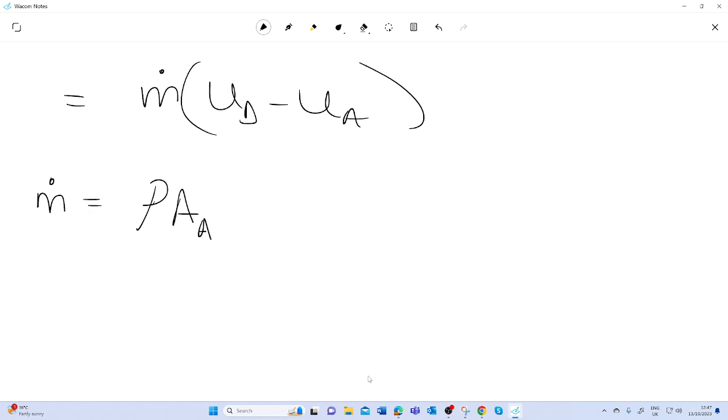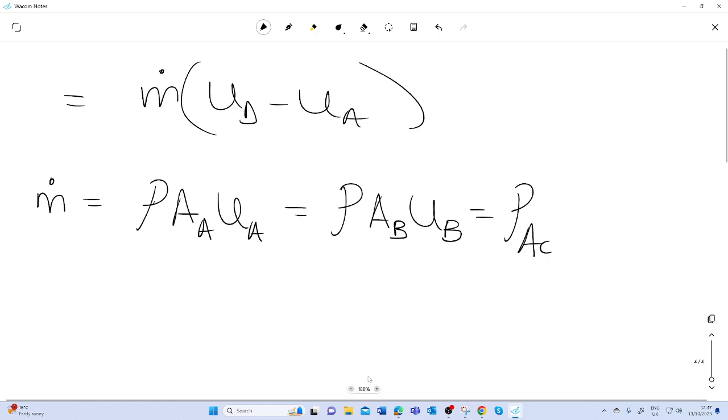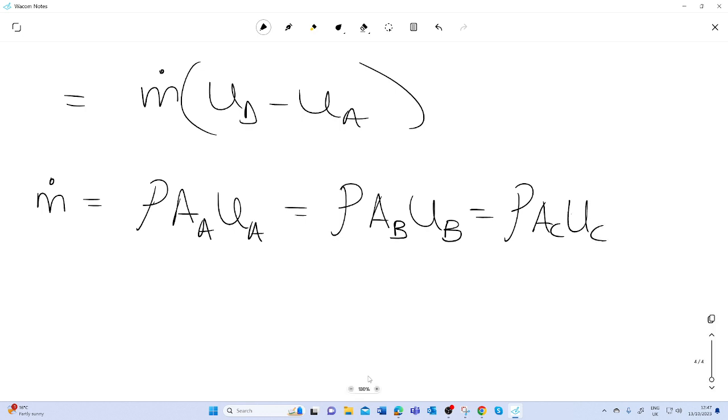And if m dot (UD minus UA), then m dot equals rho A UA, which equals rho AB UB, which also becomes rho AC UC, which also becomes rho AD UD.